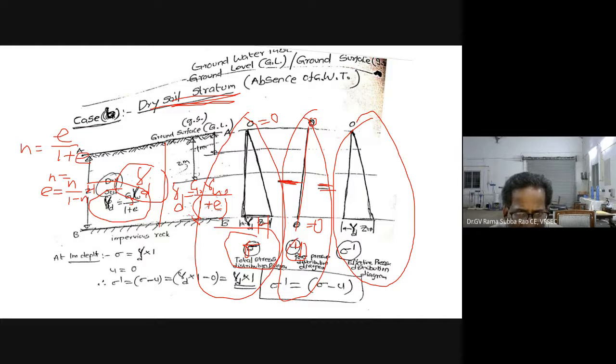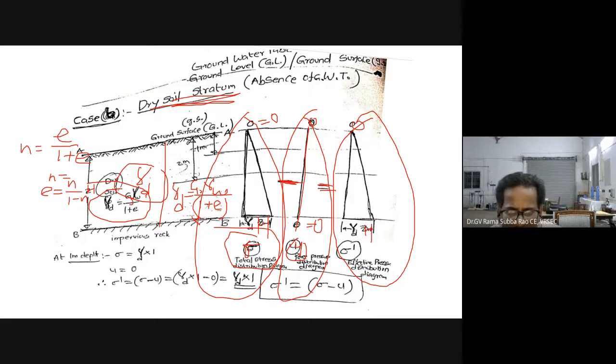Now because there is no water table here, once there is no groundwater table, you cannot expect any pore water pressure. It is 0 right from top to bottom. Now we are getting the same answer. 0 minus 0 is 0.